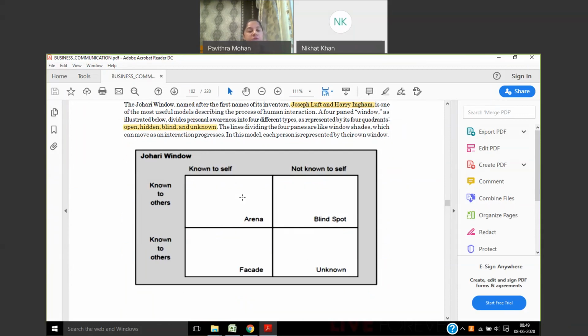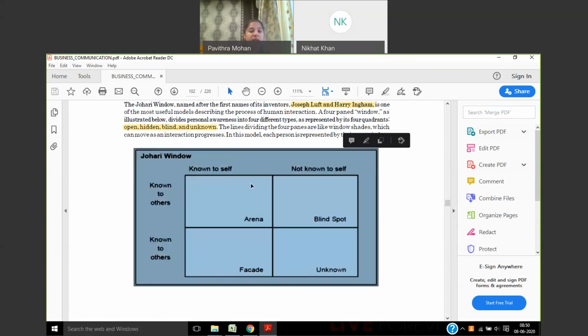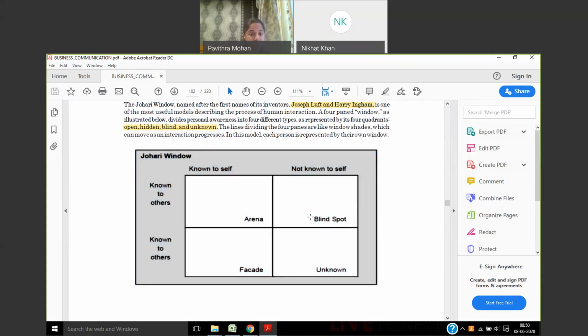Okay, so it is very clear that if information is known to me and known to others, it is open information. If information is not known to me but known to others, it is in a blind spot. If I don't know the information and others also don't know the information, it is called unknown. If I know the information but others don't know it, it's called hidden. So if others get to know the information I know, it will come to the open quadrangle.